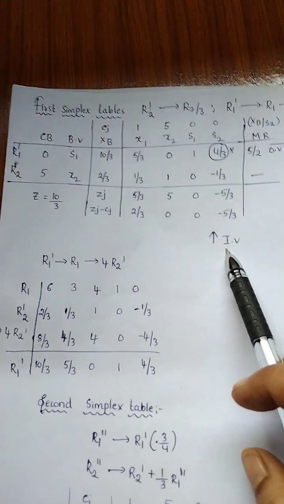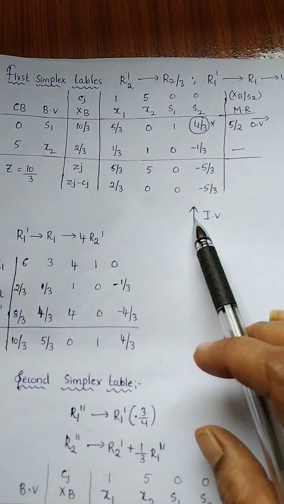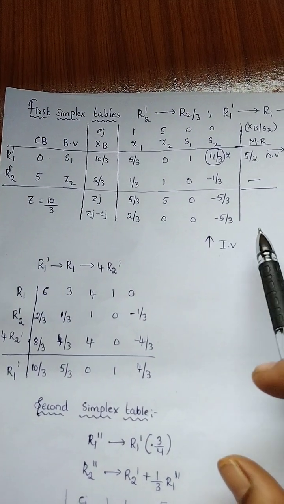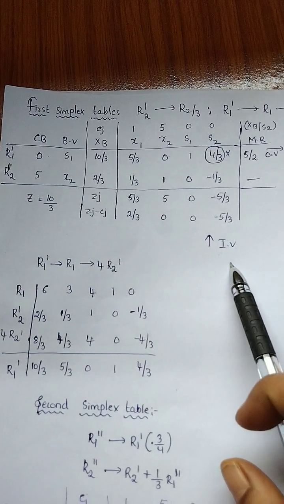So, this is not an optimum solution. Why? Because again you got a negative value over here. So, this will be continuing, where this is the incoming variable.